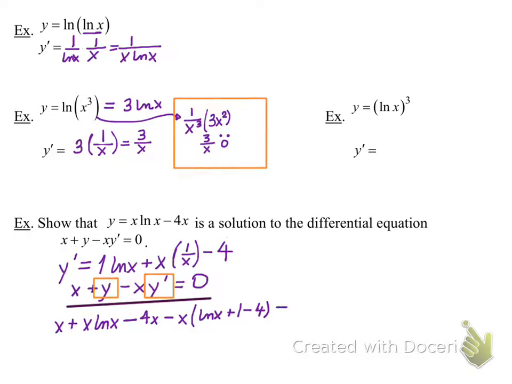And we're going to ask ourselves if that, in fact, actually equals 0. And then we combine our like terms. We see that we have x natural log of x here, negative x natural log of x there. We see that we have positive 4x between those two, and negative 4x right there, and that does in fact equal 0.